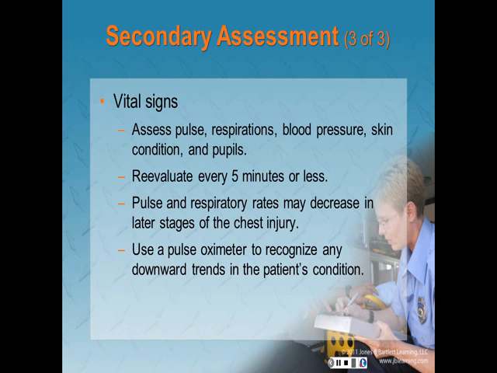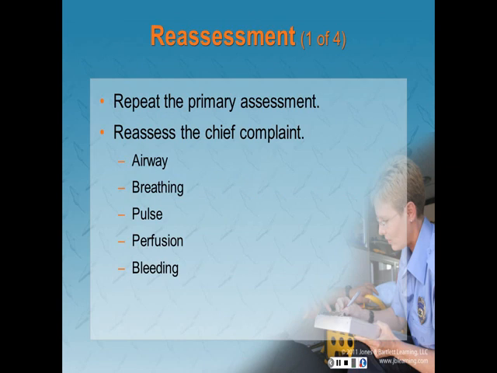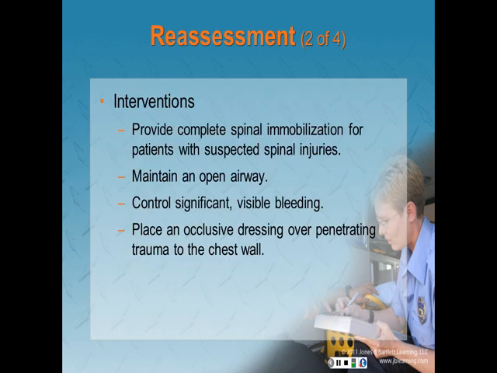The pulse oximeter establishes a baseline measurement and helps you recognize any downward trends indicating that a patient's condition is worsening. Repeat your primary assessment and reassess the chief complaint, including airway, breathing, pulse, perfusion, and bleeding. Perform your interventions and provide complete spinal immobilization for patients with suspected spinal injuries. Maintain an open airway. Be prepared to suction the patient.